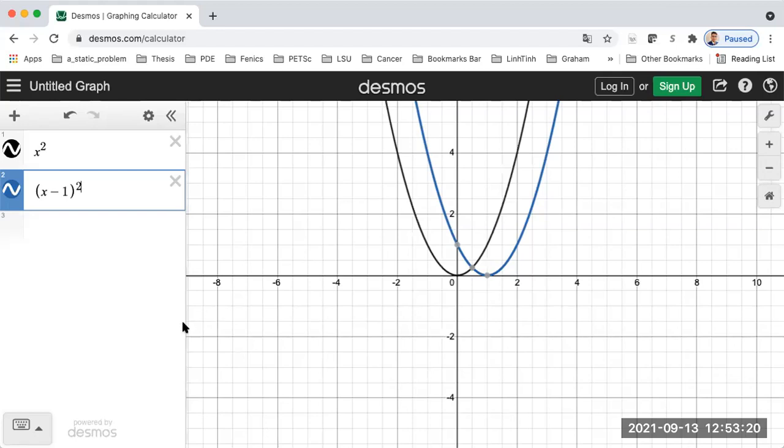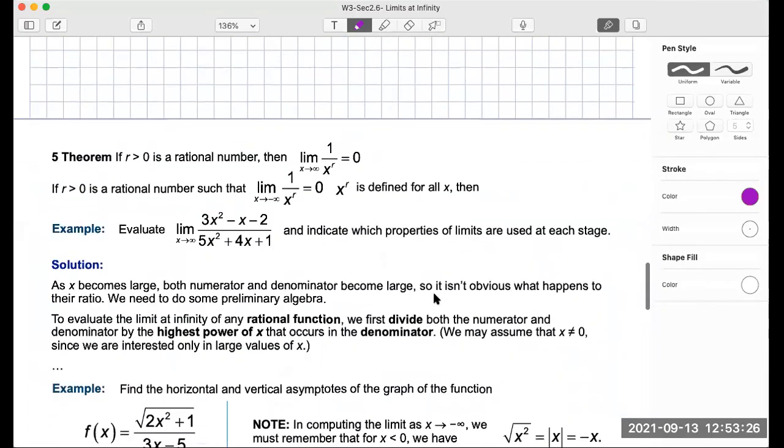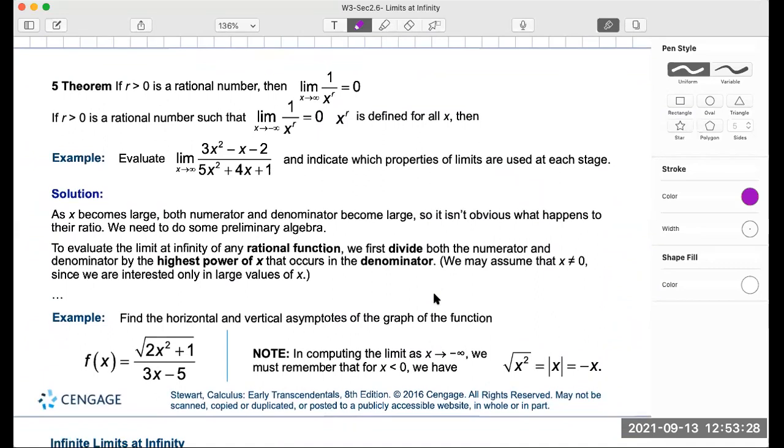Okay, now go back to our section here. Let us continue. So we have the theorem here, rational numbers. The limit of 1 over x to the r, where r is a strictly positive number. The limit when x goes to infinity of this function is equal to 0.